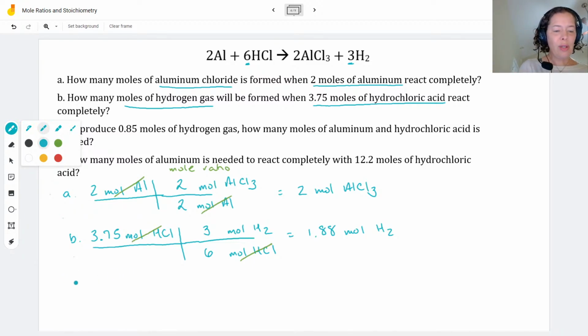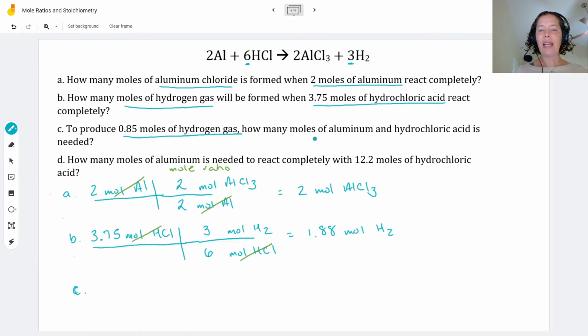Okay, so let's do C here. Oops, that C is a little janky. All right. To produce 0.85 moles of hydrogen gas, how many moles of aluminum and hydrochloric acid is needed? So this is really a two-part problem. I'm going to do two different calculations for this problem. First, I'll predict moles of aluminum, and then I'll predict moles of hydrochloric acid.